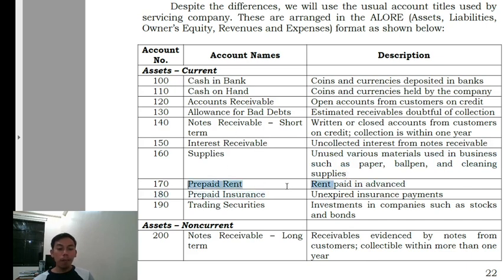Then you would have prepaid rent. Nagbayad ka ng renta in advance. Asset ba yun? Yes, kasi hindi pa tayo tumitira. Let's say, nag-uupa ka, nagbayad ka na for April. Wala pa namang April. So, yung binayaran mo, that is considered a prepaid rent. It is an asset na pwede mong balikan or pwede mong singilin yung binayad mo.